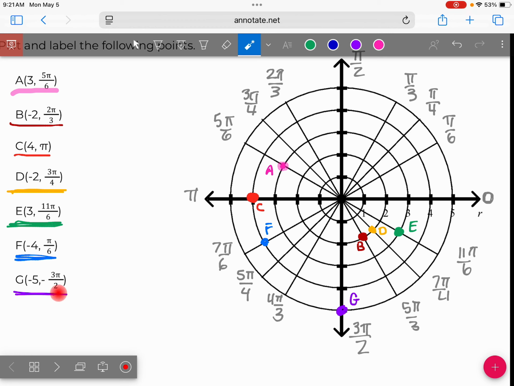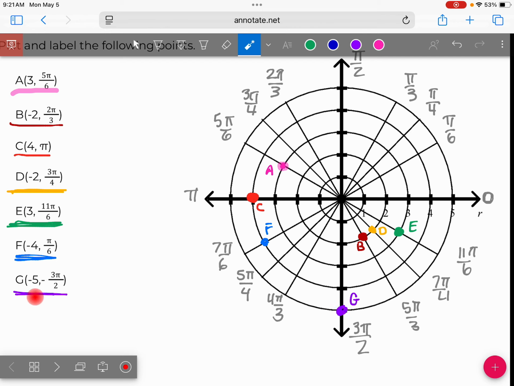G, when we have this negative 3 pi over 2, so instead of going around this way to 3 pi over 2, we go around this way for our angle negative 3 pi over 2. That's this guy up here. And then our radius of negative 5, we have to go down 1, 2, 3, 4, 5. So it should be right down here.